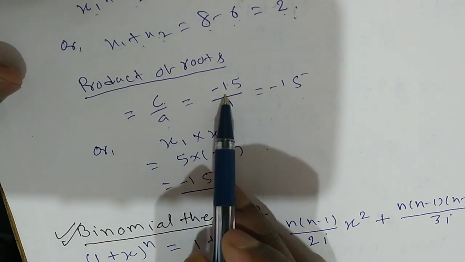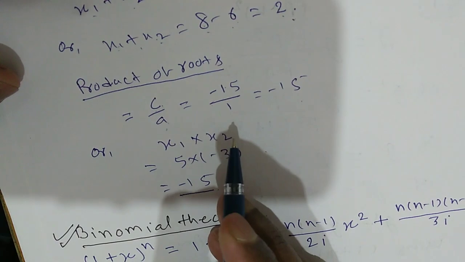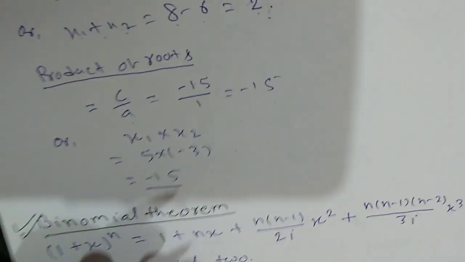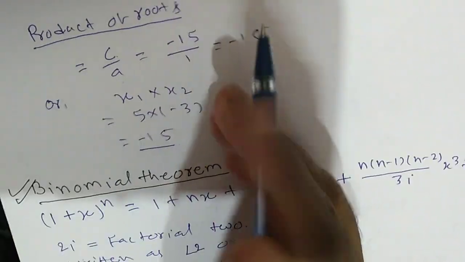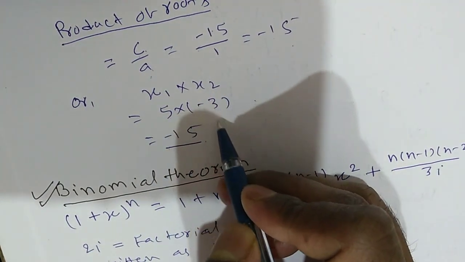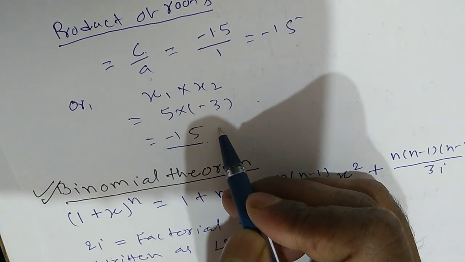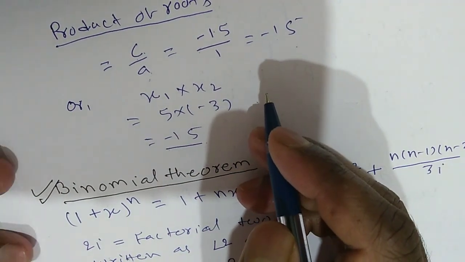Right here c by a. The c value is minus 15. a is 1. So right here minus 15. The next one is, after putting x1 and x2, I write here x1 is 5 and x2 is minus 3. After multiplying we got minus 15. So this is our answer.